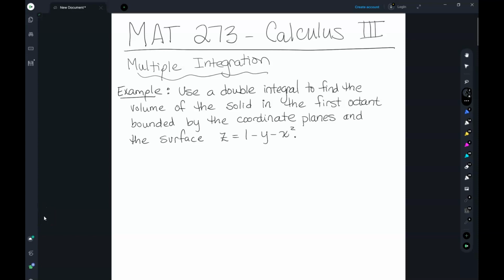Our first example says use a double integral to find the volume of the solid in the first octant bounded by the coordinate planes and the surface z equals 1 minus y minus x squared. Because this is telling us to stay in the first octant and stay bounded by the coordinate planes, what that means is that we want x, y, and z to all stay greater than or equal to 0. So the lowest we're ever going to go is 0, and that's going to be our lower bound on all three axes.